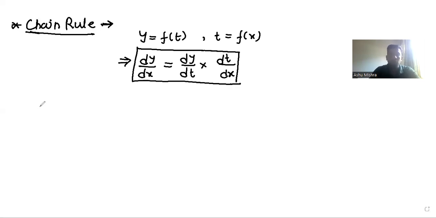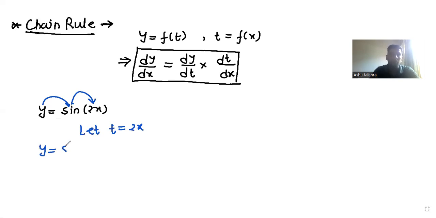Suppose I have a question: y is equal to sine 2x. From here we know very well y is a function of sine and sine is a function of 2x. We can do this question by two methods. The first: let t is equal to 2x. That means our question will be y is equal to sine t. Now, the required formula for the derivative of y with respect to x is given by dy over dt into dt over dx.